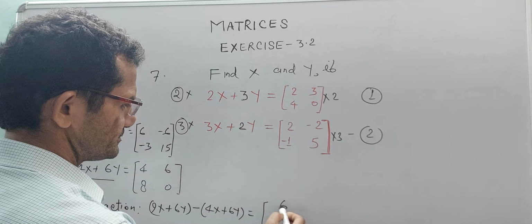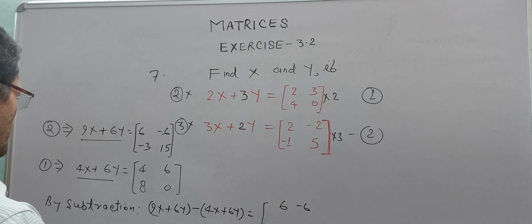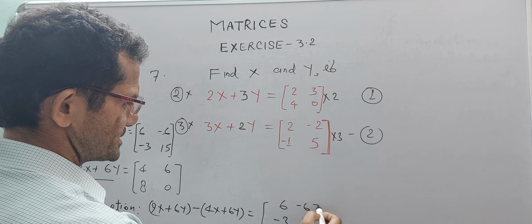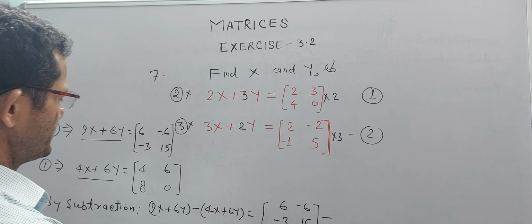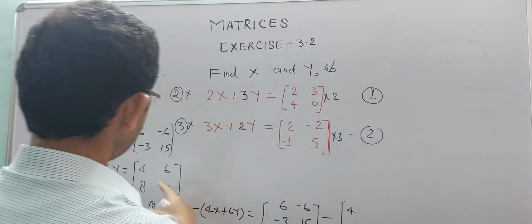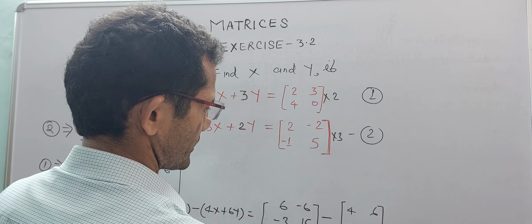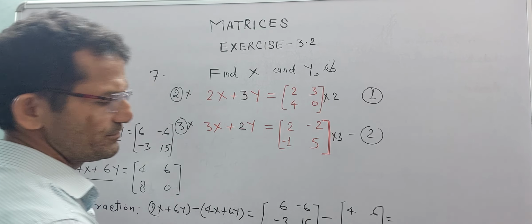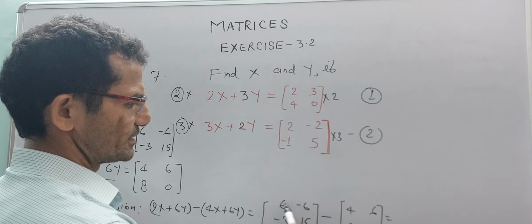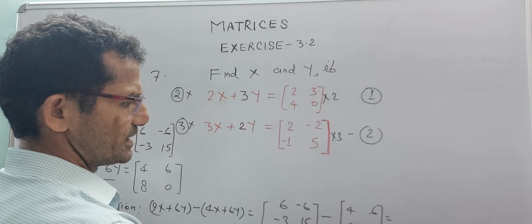6 minus 3, 6 minus 6, and so on. Now the right part becomes the corresponding part. The entries of this should be subtracted. We have to subtract 4 from this, and this from this, this from this, and this from this.